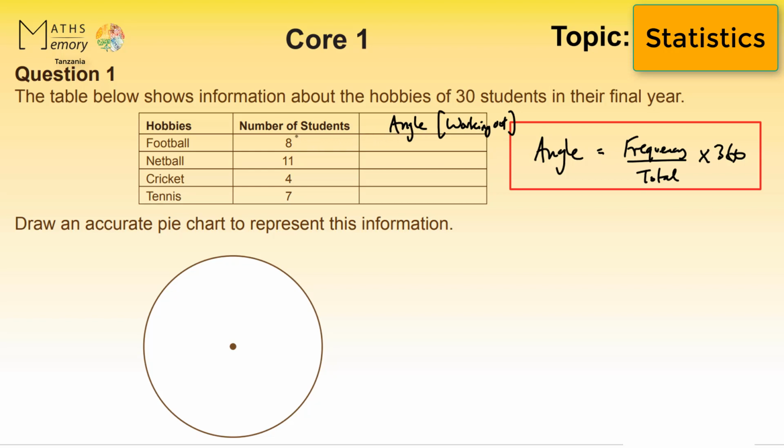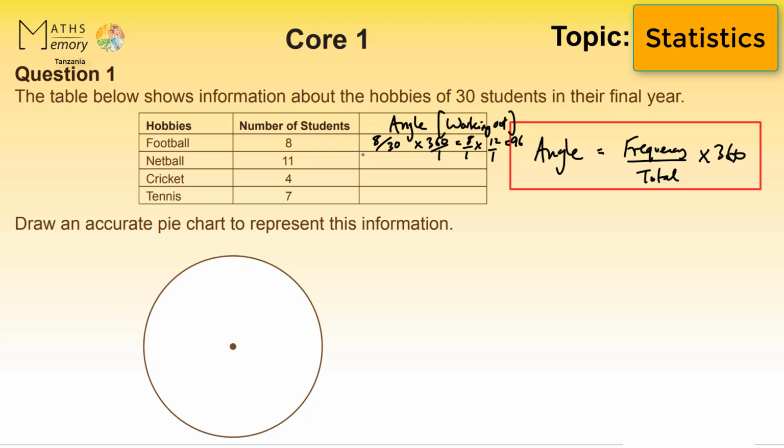Okay, so what we do is this. So 8, that's your frequency, over your total. 8 plus 11 plus 4 plus 7, you get 30. This is non-calculator. You times it by 360. Now the trick is this. This is going to be over 1, and 99% of the time, this denominator 30 will be a factor of 360. So basically what you can do is cancel these two things out. You can make it look like this: 8 over 1 times 12 over 1, because basically 30 times 12 is 360. So this is 96.